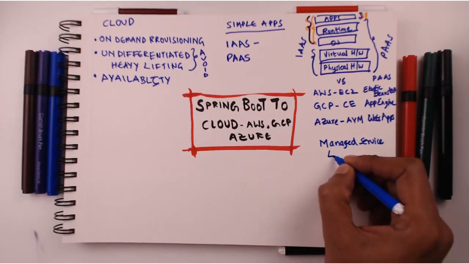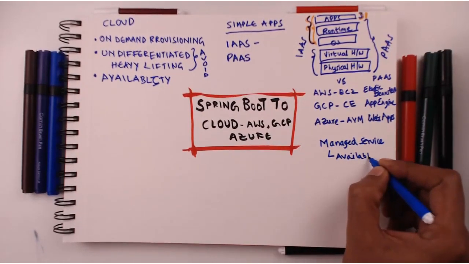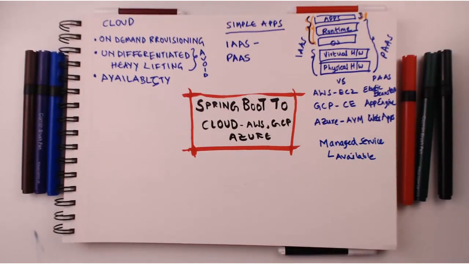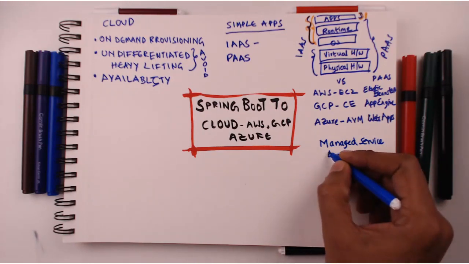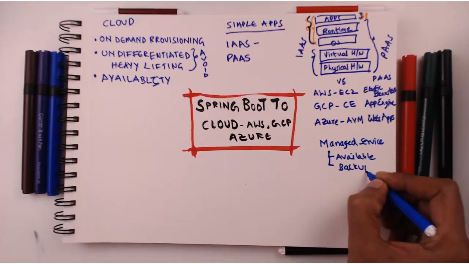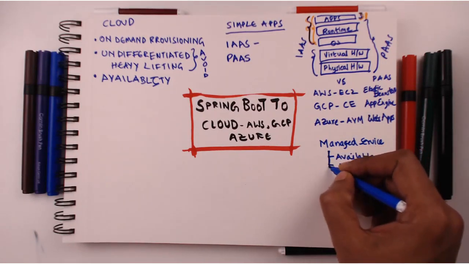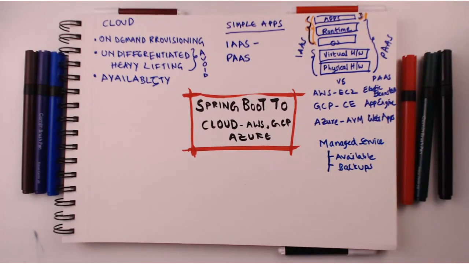So you'd want your database to be available all the time. So you'd want multiple instances of the database so that if one goes down, the other one is available. And you'd typically want automated backups, so that even if a crash happens, or if something happens, you can restore it back from a backup. So all these kinds of features are provided by managed services by each of the cloud providers.